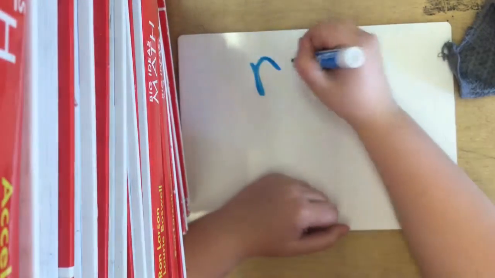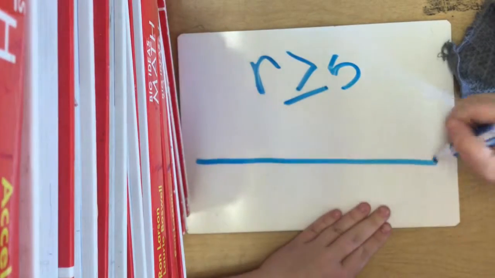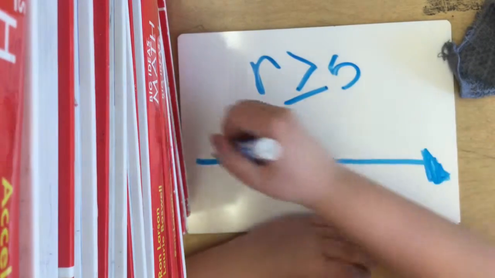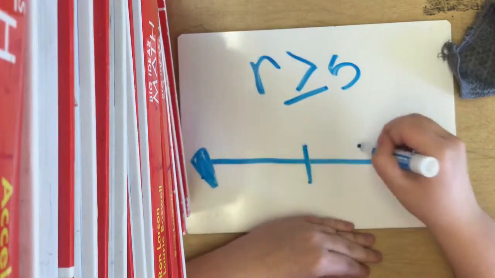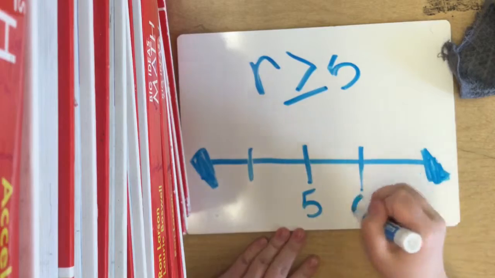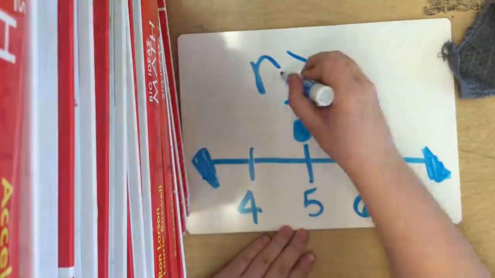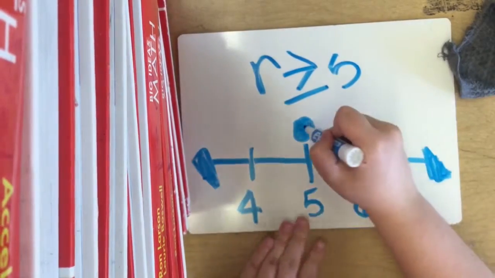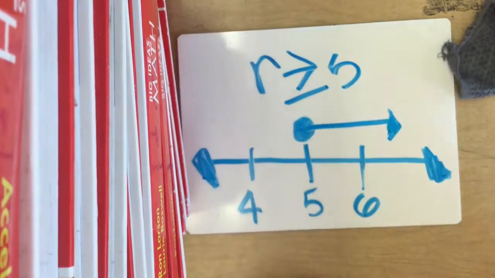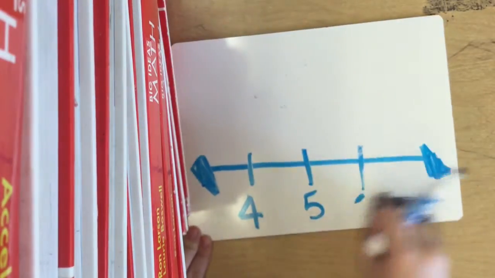Now, how do I graph my inequalities? So here I'm taking r is greater than or equal to 5. I draw my number line, 3 numbers on each side. I start with the number in the middle, 5, then go to 6 and 4. But since it is greater than or equal to, I have to fill in the dot. I go along the line in which it says. This is how you graph the inequality.